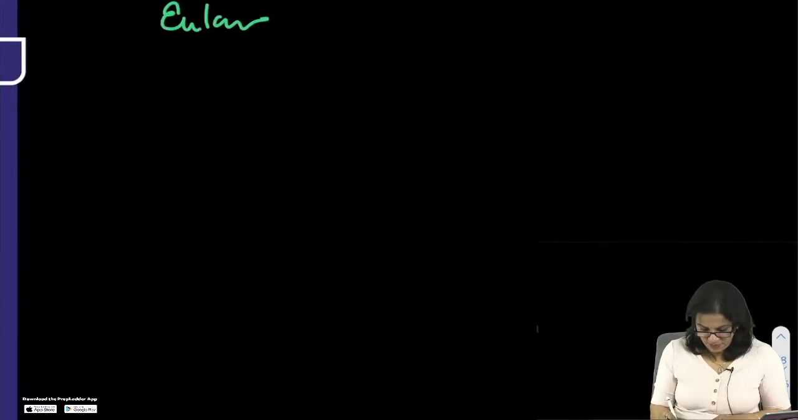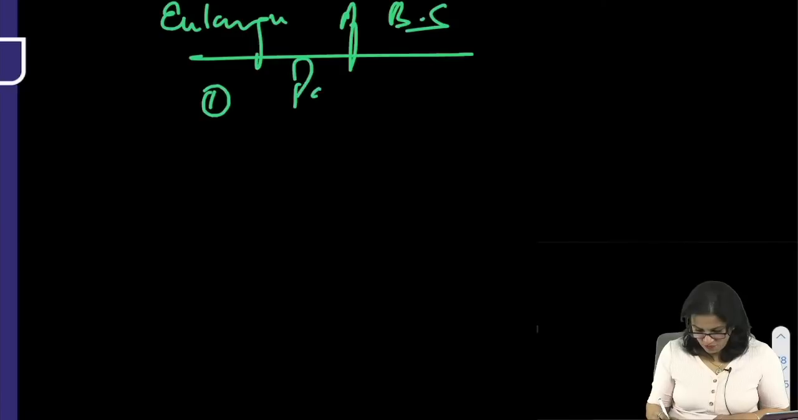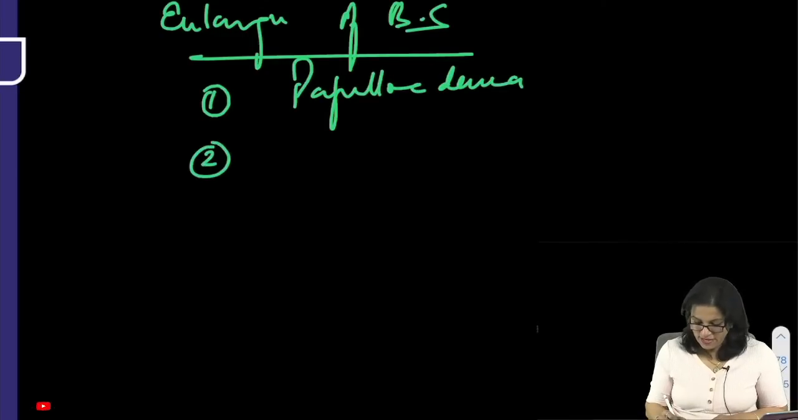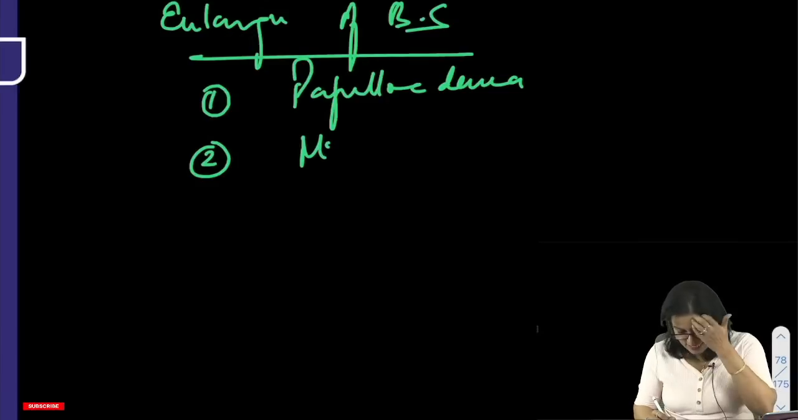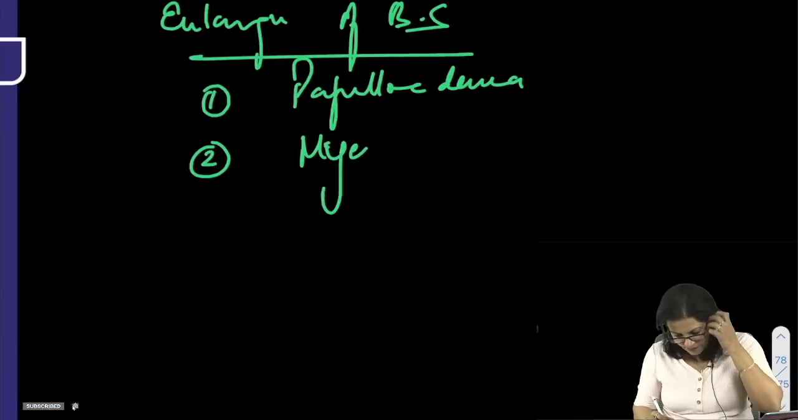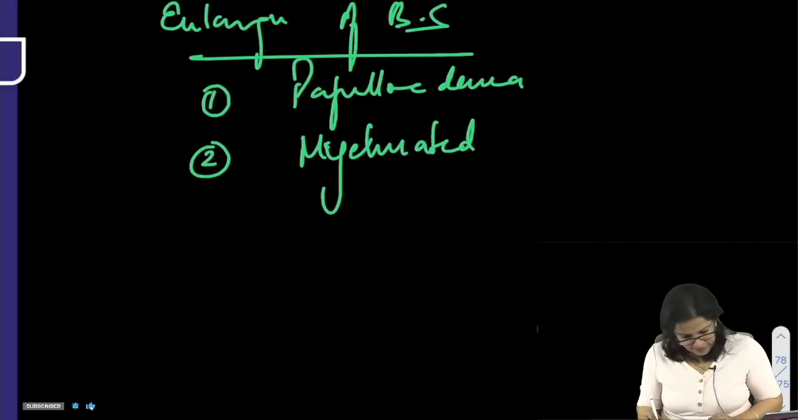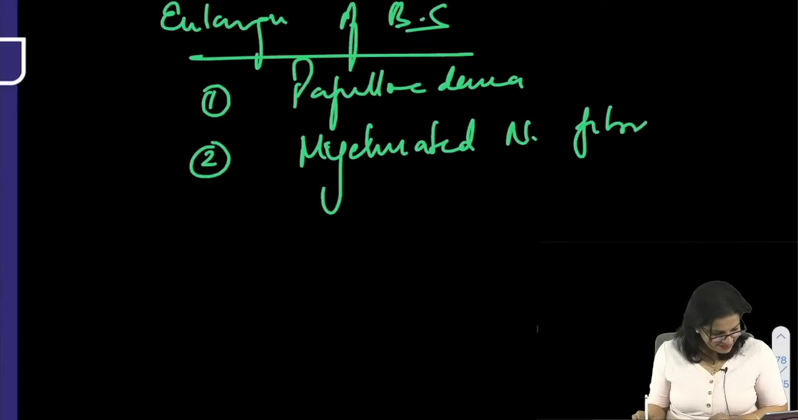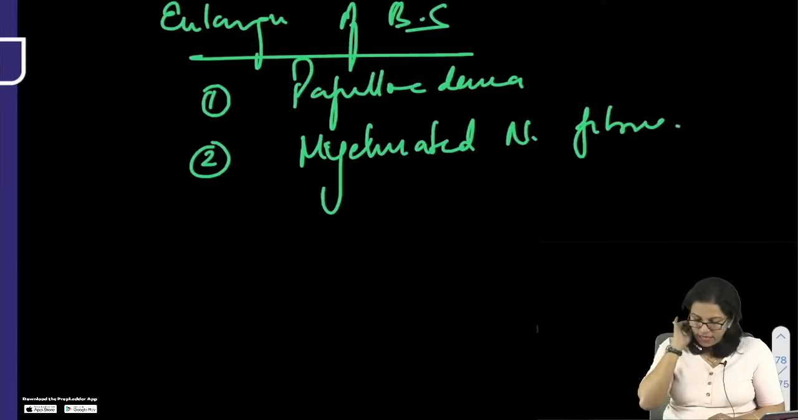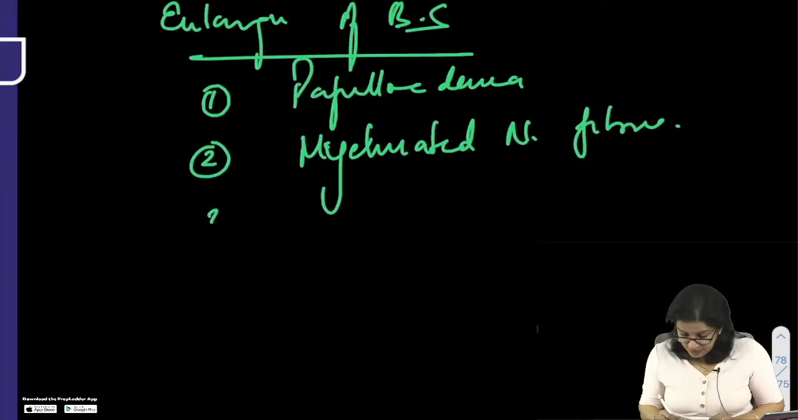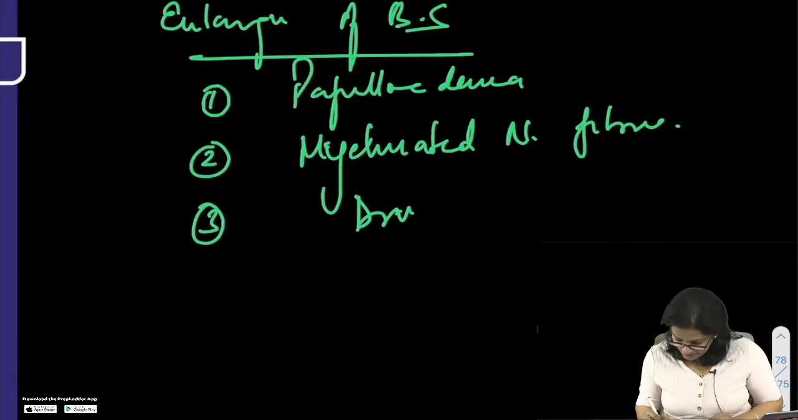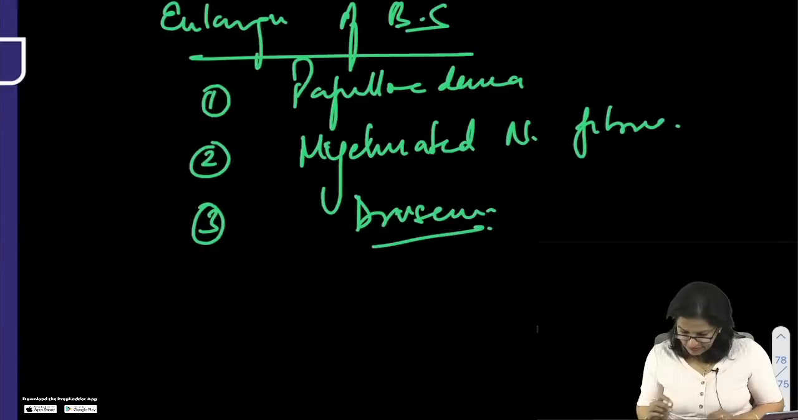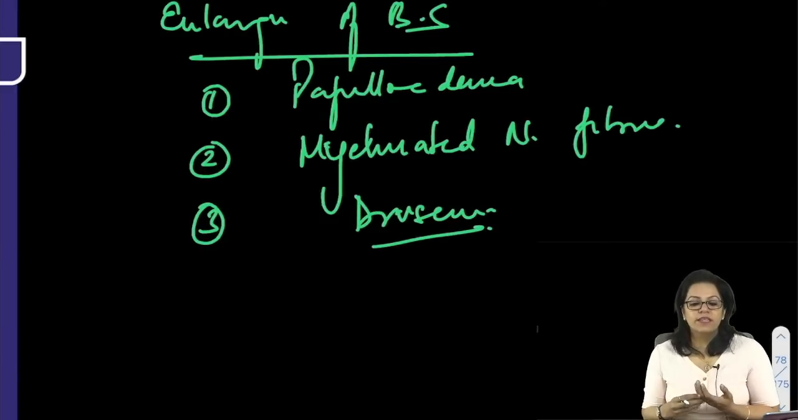Okay, what are the causes of enlargement of blind spot? Can you remember something? Enlargement of blind spot, a quick tip, one of course very important is papilledema, right? Apart from that you can learn with me about myelinated nerve fibers. Okay? What else? Myelinated nerve fibers, or it could be drusen. So this can all lead to enlargement of blind spot.